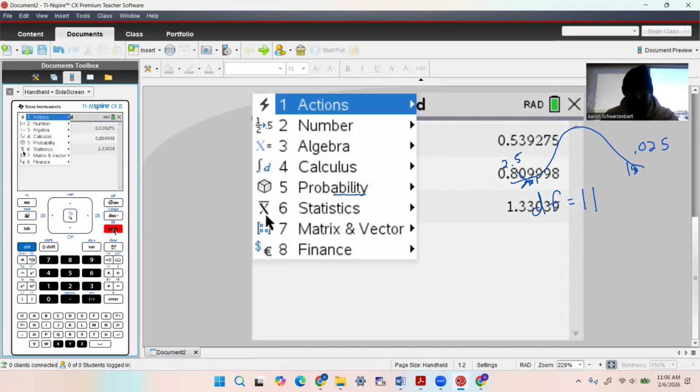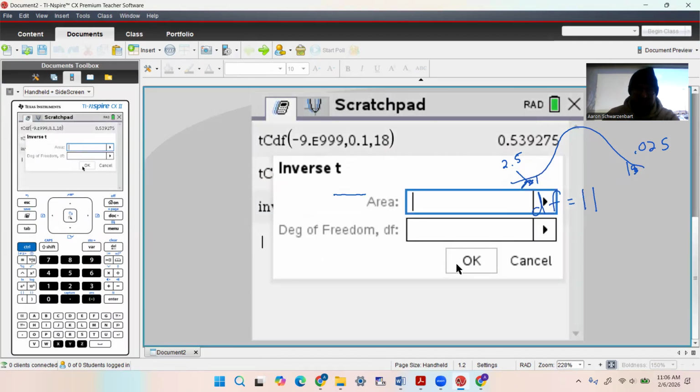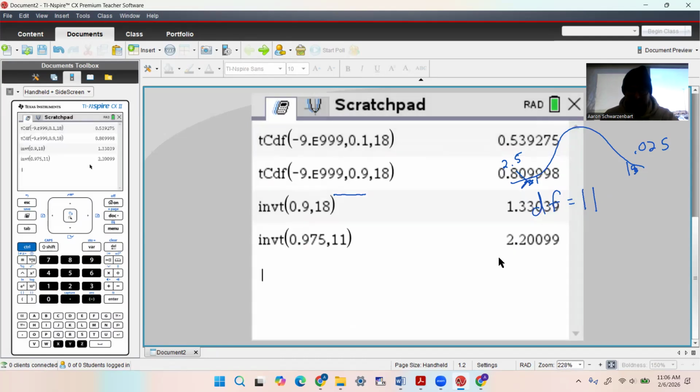Menu, 5, inverse T. Area: so to the 0.025 to the left, 0.975. Degrees of freedom 11. 2.2 is my T value.